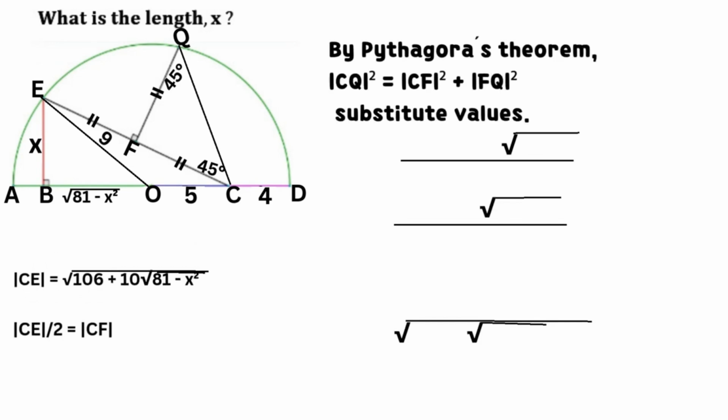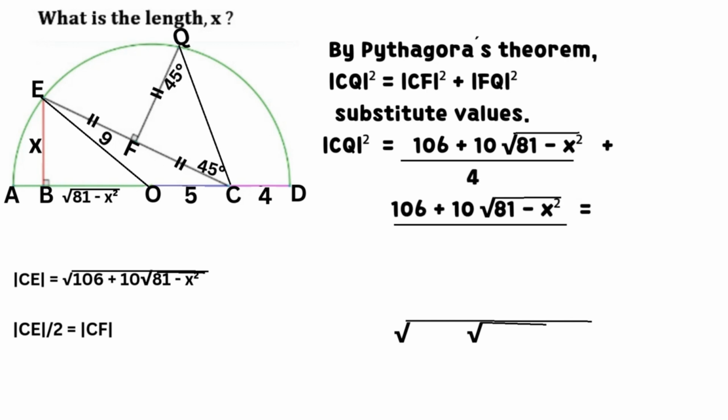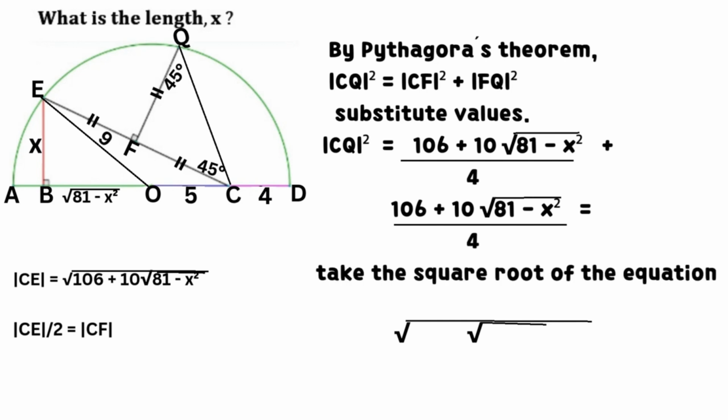By Pythagoras' theorem, the square of line CQ equals the sum of the square of line CF and the square of line FQ. Substitute values and we obtain an equation for the square of line CQ, as shown on the screen. Take the square root of the equation. It follows that line CQ equals the square root of the sum of 53 and 5 times the square root of 81 minus the square of x.